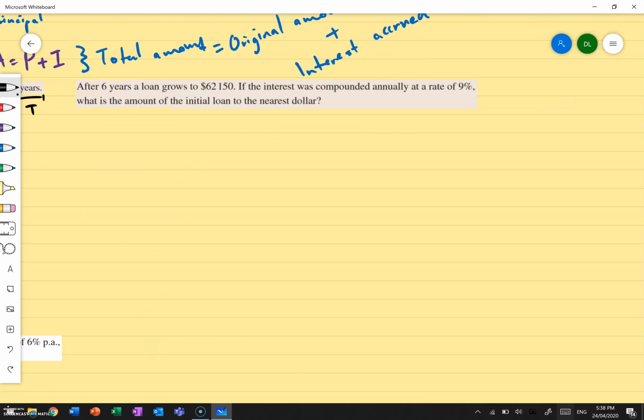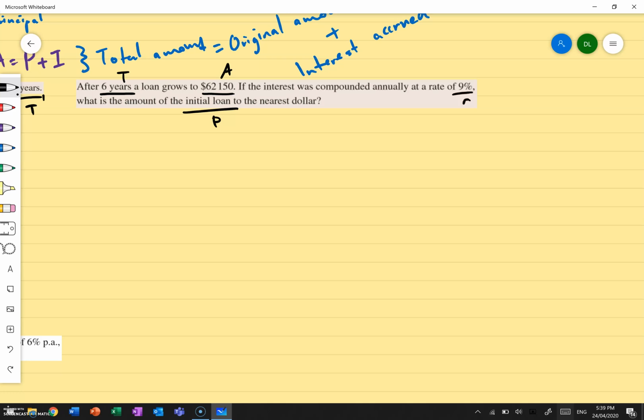After 6 years, a loan grows to $62,150. If the interest was compounded annually at a rate of 9%, what is the amount of the initial loan to the nearest dollar? So I need to find the initial loan. So that's P. 6 years, that's my time. My loan grows to $62,150. So that's how much money I now owe. So that's my A. Now it's compounding annually at a rate of 9%, so that's my R.